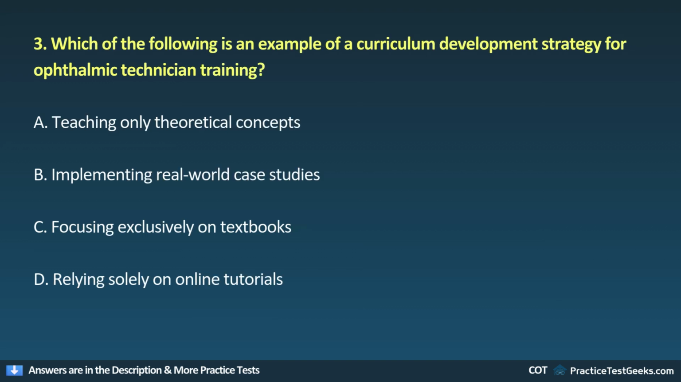3. Which of the following is an example of a curriculum development strategy for ophthalmic technician training? A. Teaching only theoretical concepts. B. Implementing real-world case studies. C. Focusing exclusively on textbooks. D. Relying solely on online tutorials.